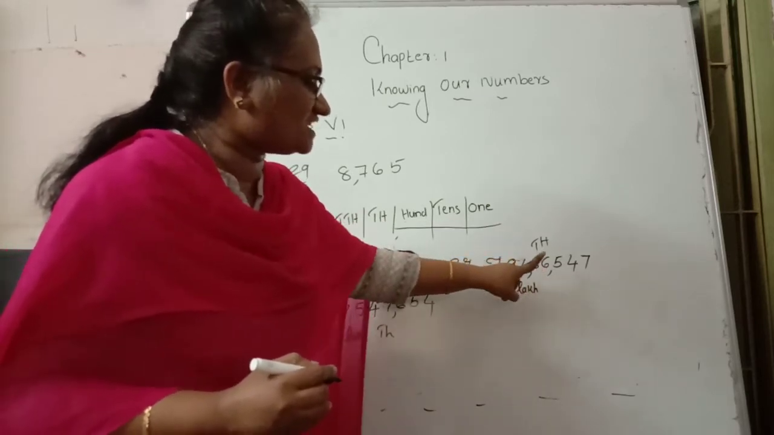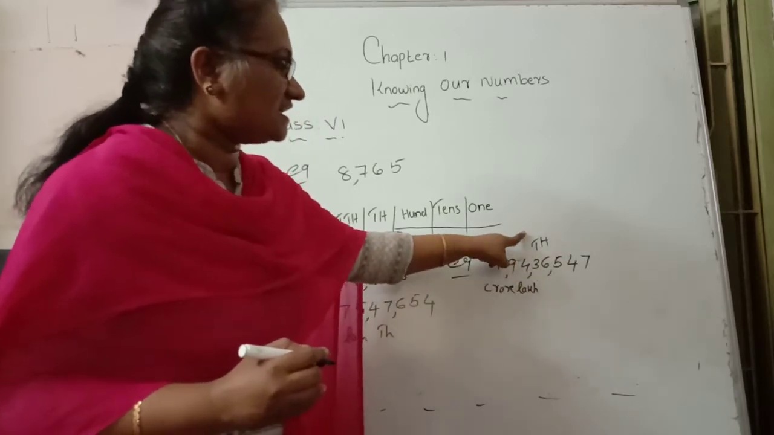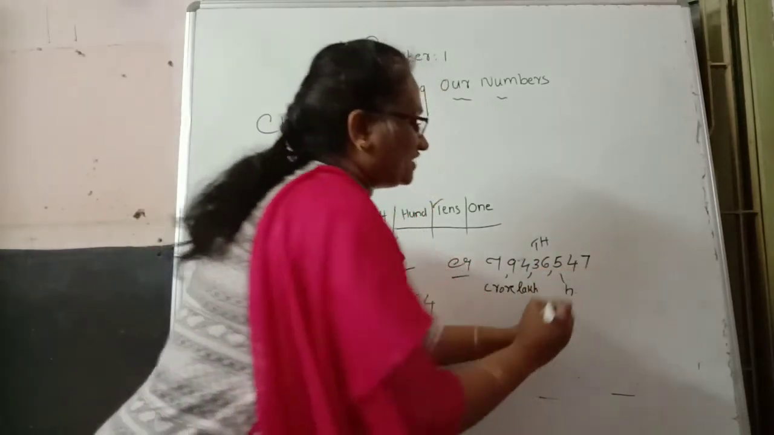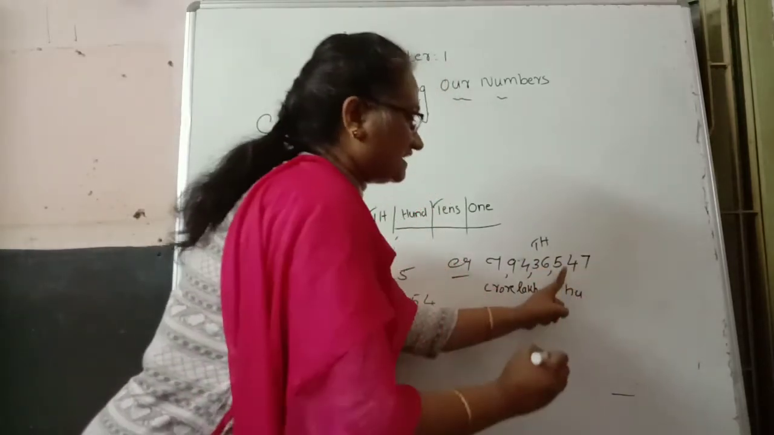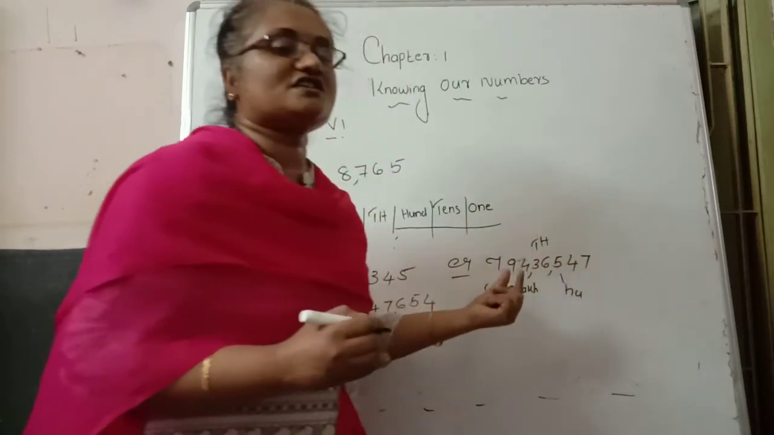3 and 6 means 36. They are in the 1000 group. So 36,000. 5 is in the 100 place, so we read it as 500. 4 and 7 are in the tens and ones group. They are read together as 47.